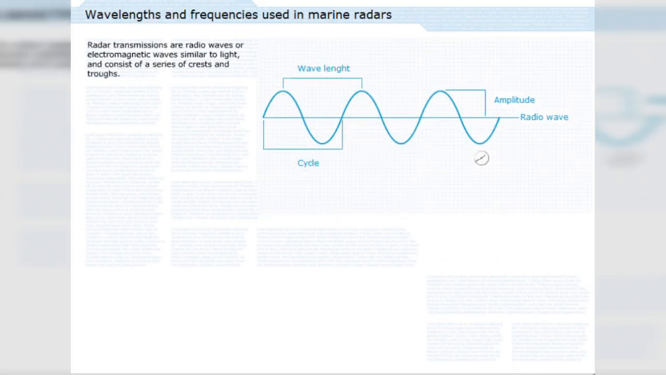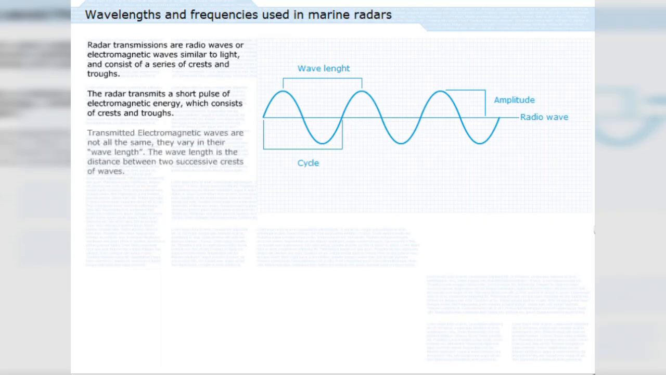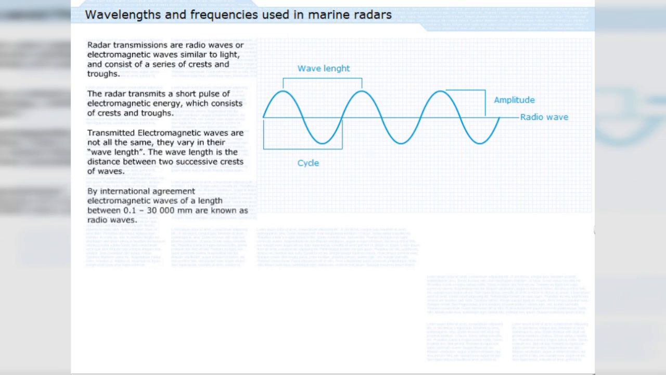Radar transmissions are radio waves or electromagnetic waves similar to light, and consist of a series of crests and troughs. The radar transmits a short pulse of electromagnetic energy, which consists of crests and troughs. Transmitted electromagnetic waves are not all the same. They vary in their wavelength. The wavelength is the distance between two successive crests of waves. By international agreement, electromagnetic waves of a length between 0.1 to 30,000 millimeters are known as radio waves.